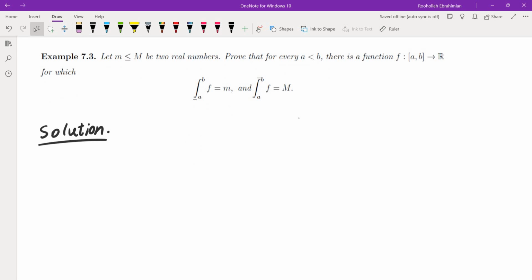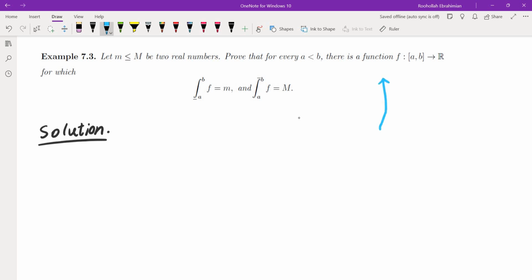Let lowercase m less than or equal to capital M be two real numbers. Prove that for every a less than b, there is a function for which the lower integral is lowercase m and upper integral is capital M. So this is interesting. In other words, it tells you that the lower integral and upper integral could be any number that you want, as long as the lower integral is less than or equal to the upper integral. So there is no other relation between these two.